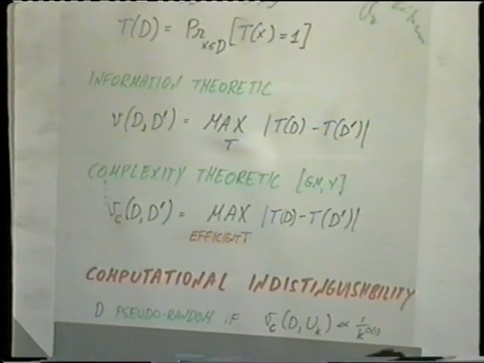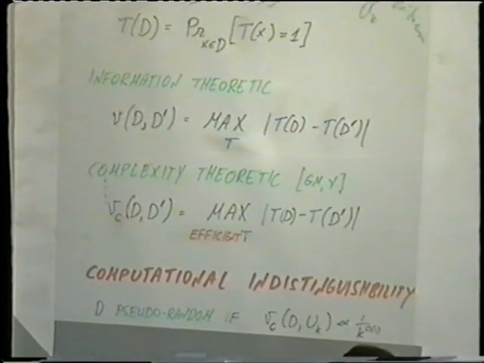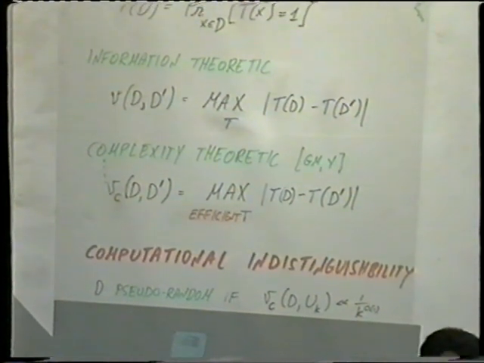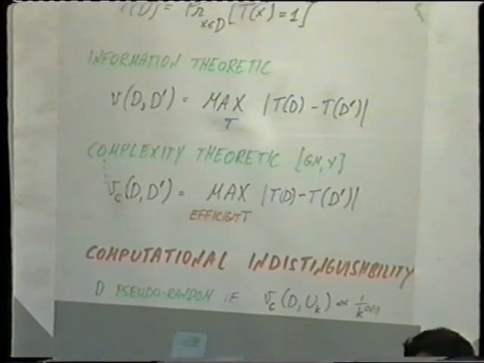In particular, a distribution is pseudo-random if its distance to the uniform distribution in this metric is smaller than 1 over any polynomial. Then it's pseudo-random. It's pseudo-random because to us it's like random. We cannot tell it apart from random.